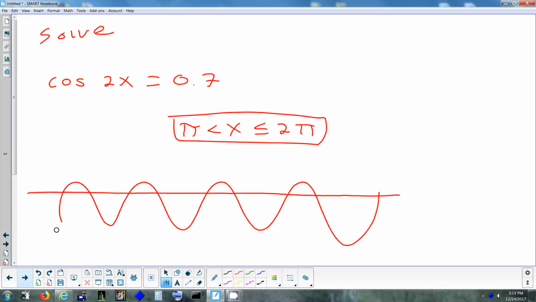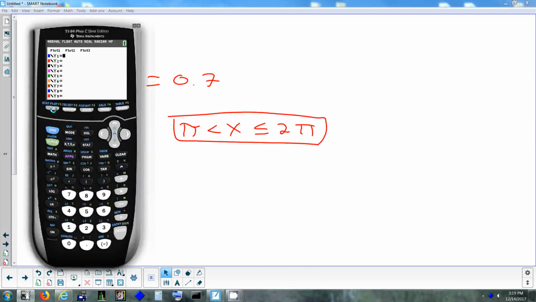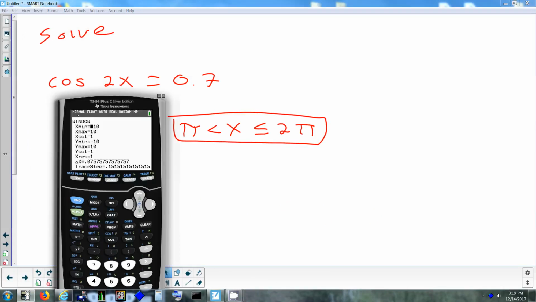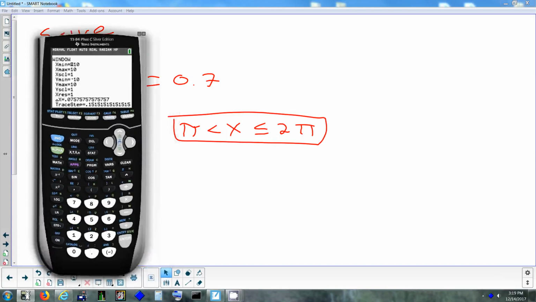All right, so let's see if we can get those. So graph cosine 2x, graph 0.7, and in my window, tell the calculator to only look at pi to 2 pi. Don't even look at anything else. So let's put in pi and 2 pi. You can do calculations right in the X max. I don't know if you saw me do that today, but you can type in like 2 pi divided by 6, and it'll put the decimal for you. All right, let's hit graph.